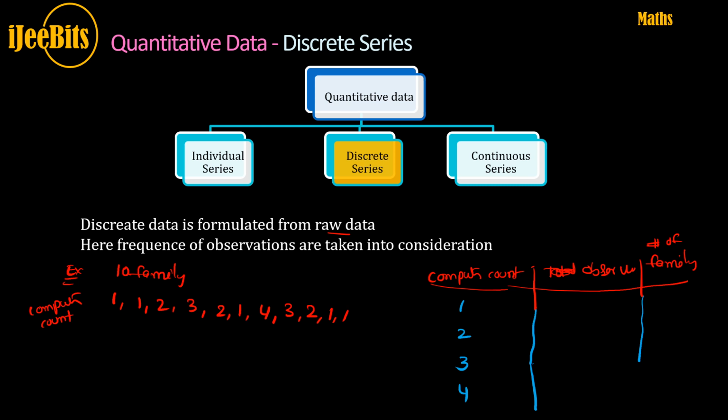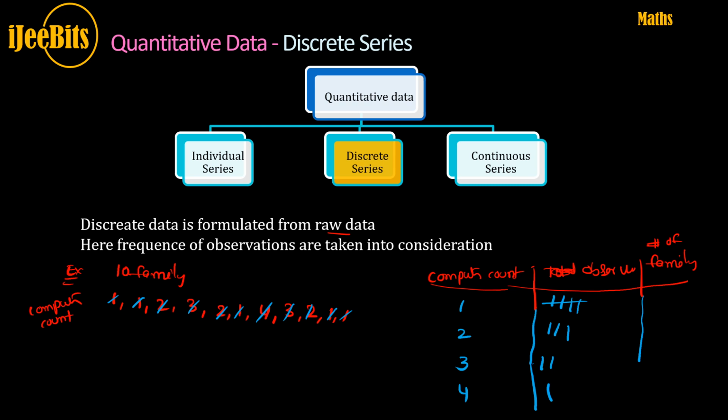So let's start with 1. I put 1 here. This is one more 1, so I put one more bar here. Then 2, I put here. 3, I put one mark here. 2, again add one more here. 1, I will add here. 4, I will add here. 3, I will add here. 2, I will add here. And 1, 1.